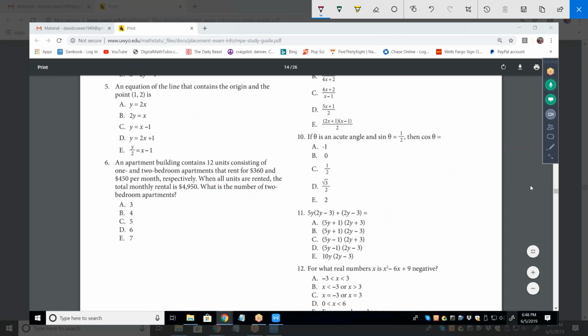All right, let's go forth here. Yep, that's the definition of it. It's where the x and the y-axis cross.